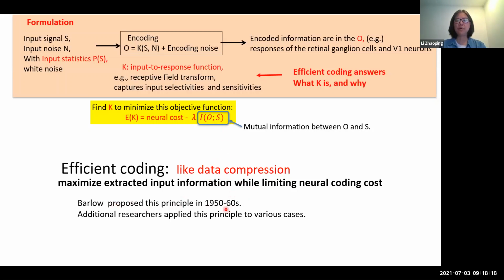And this was proposed many years ago. Then additional researchers applied this into particular formulations so they could make it more precise. In the beginning, it's more like a concept, but this concept is already very good. And if you can write it in precise mathematical forms, then you can be more precise and make the predictive power a bit more powerful.